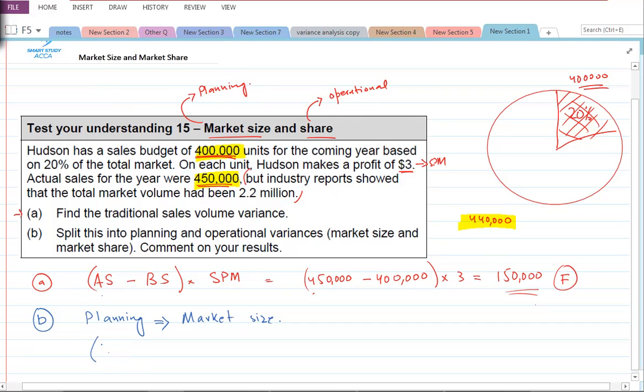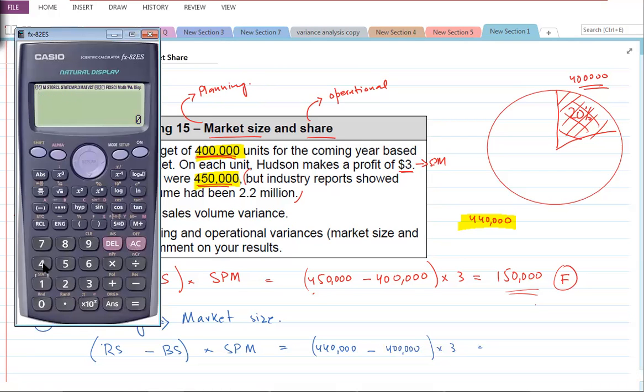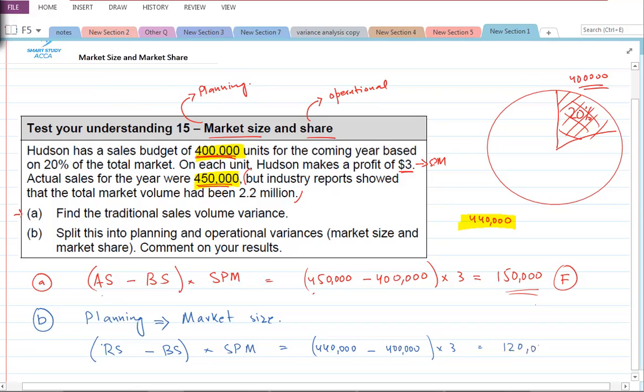So I'll call it revised sales minus the budgeted sales, multiplied by the standard profit margin. Revised sales is 440,000 minus the budgeted sales, which is 400,000, multiplied by 3. So that's 120,000 favorable. Now, what does that mean? We have done a good job. Our sales volume variance is favorable 150,000, but out of 150,000, 120,000 is not in our control. The market size has increased, and that's why we have a favorable variance, right?